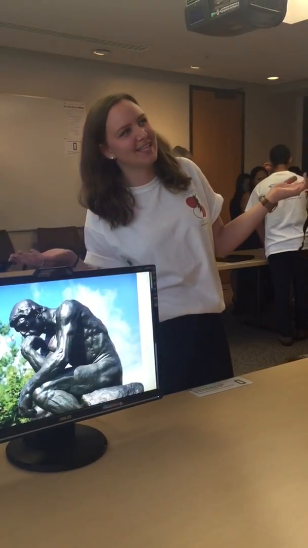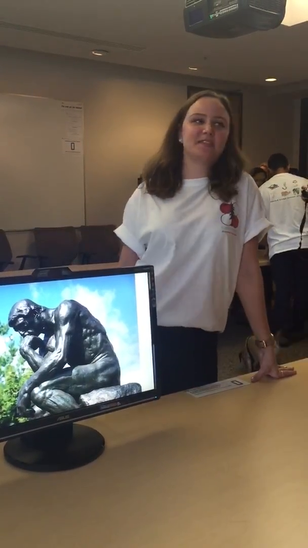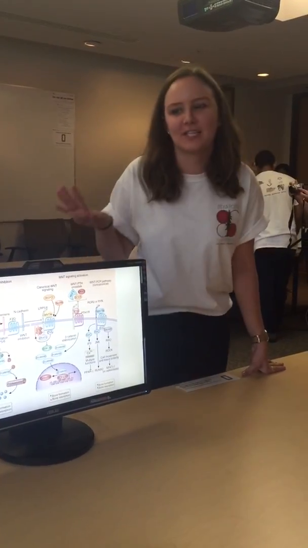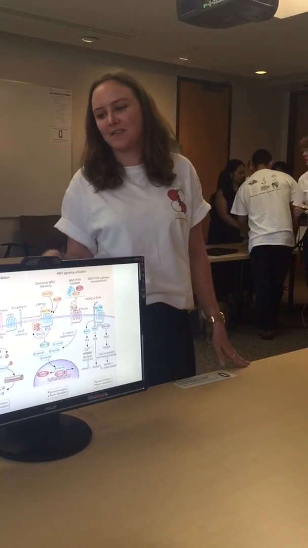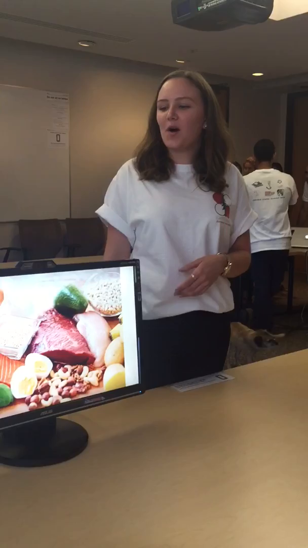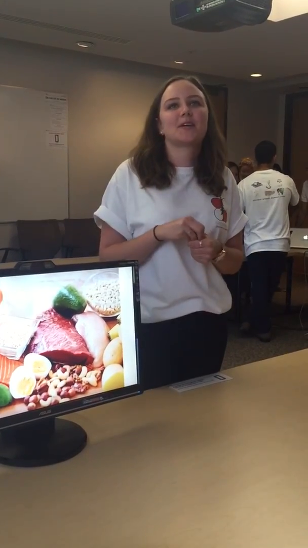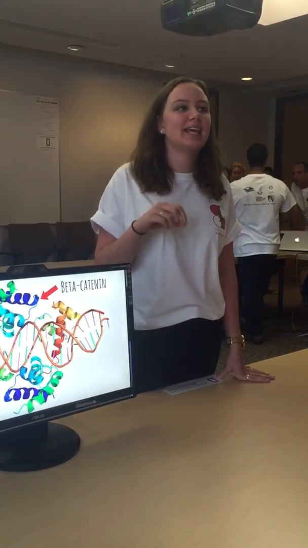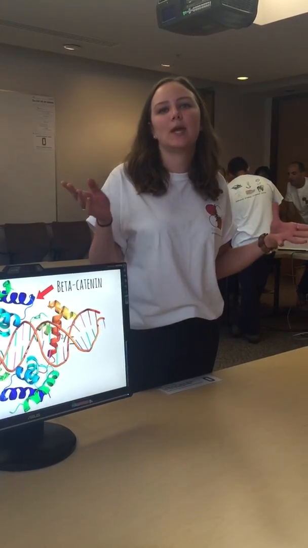So at this point, you may be wondering, what is Wnt signaling? To be honest, it's a very complicated process. This is just an overview of what it looks like. I'm not going to go into that, so we're going to give you the basic summary of what it does. Wnt signaling creates a protein called beta-catenin, and beta-catenin aids in making more cells, including bone cells.